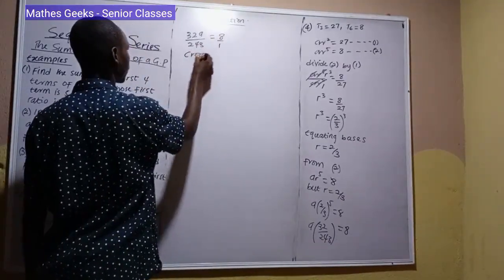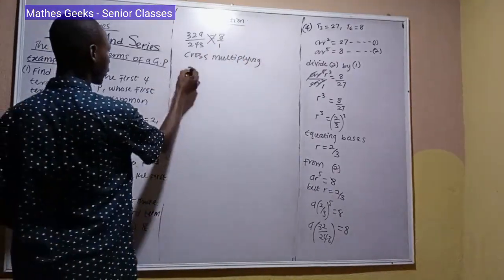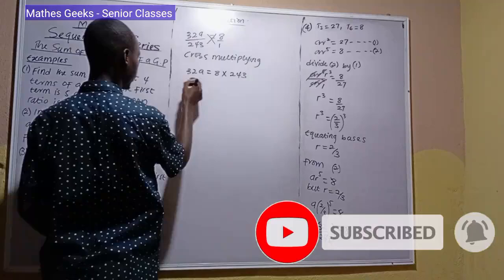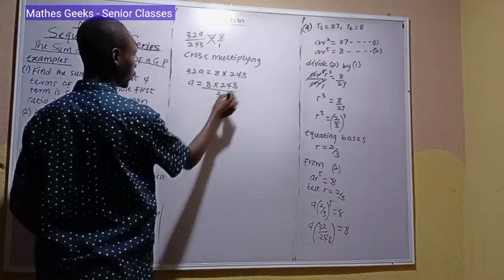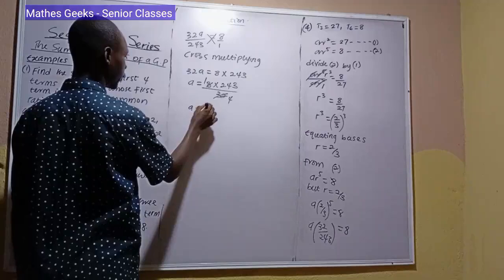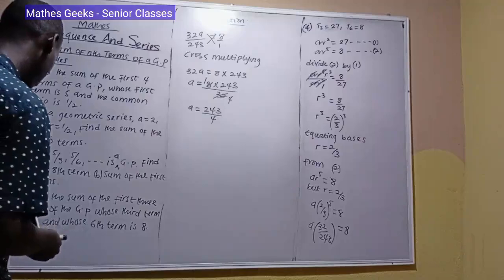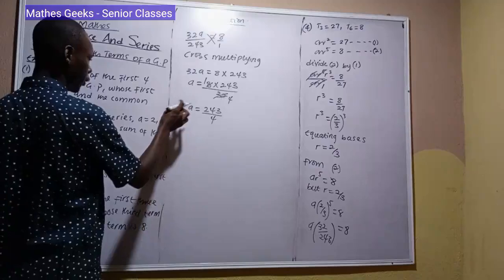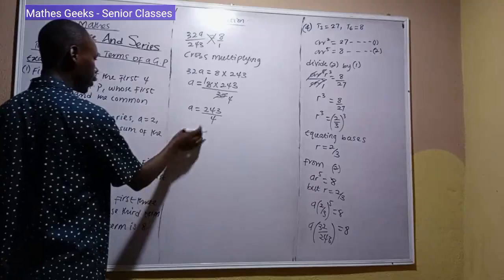So cross multiply. So A is equal to 8 times 243 over 32. So 8 here goes 1, 8 here goes 4. So A is equal to 243 over 4. So we are going to look for the sum of the first 3 terms of the GP that has 243 over 4 as the first term and 2 over 3 as common ratio.